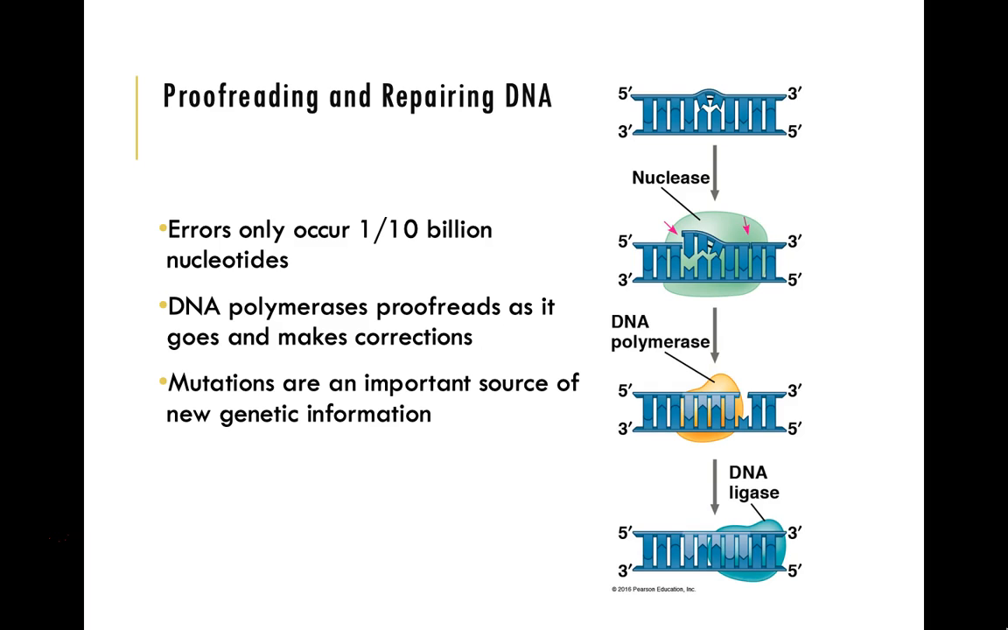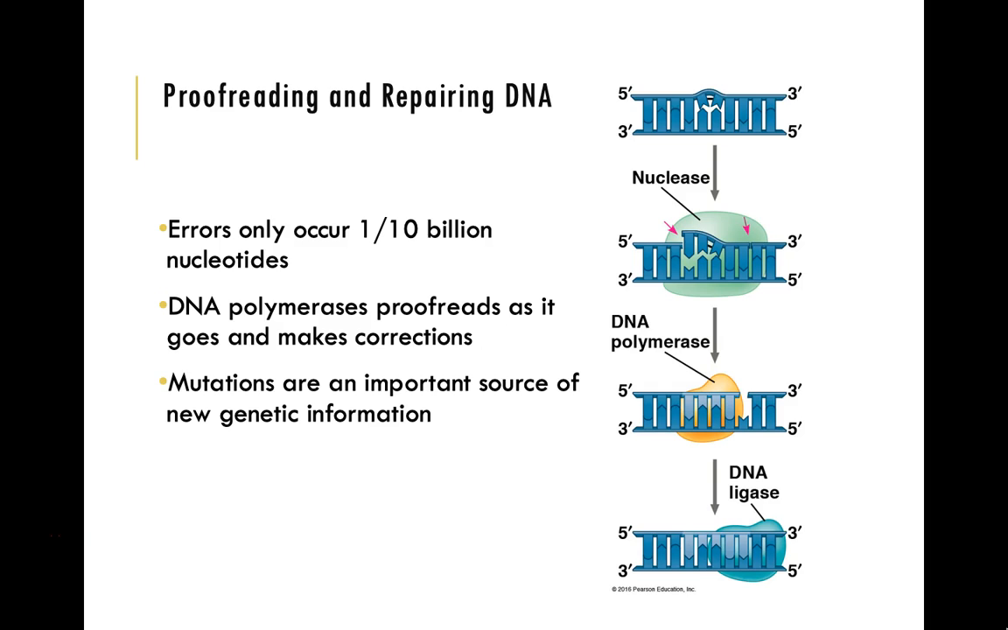Even though the proofreading activity of DNA polymerase is actually pretty good, we still have an error rate of about 1 in 10 billion nucleotides. So every time DNA replication happens, actually some mutations occur in the DNA. If a mutation occurs, hopefully the DNA polymerase corrects it. But if not, there's a mutation in the cell. And this is a really important source of new genetic information.